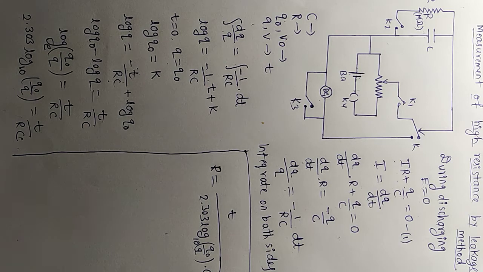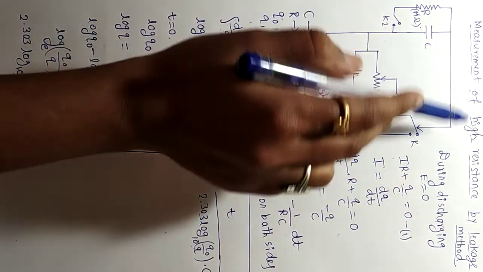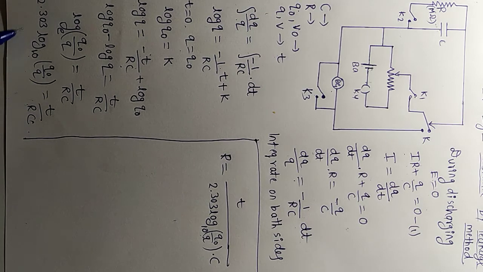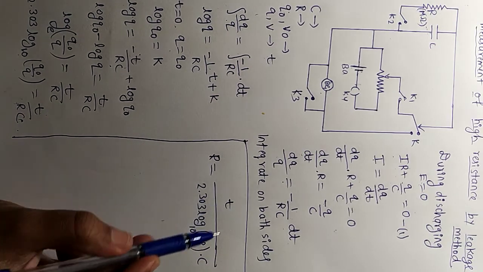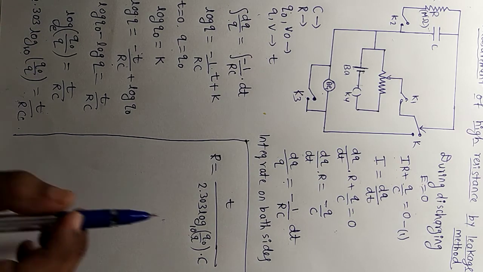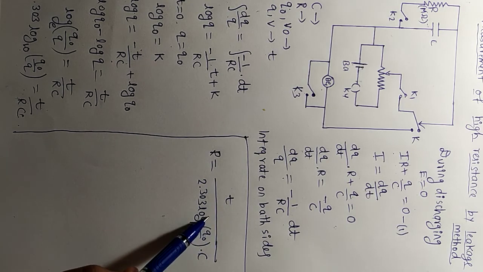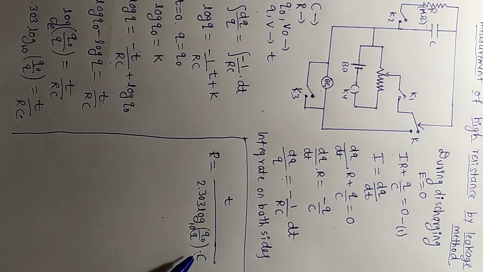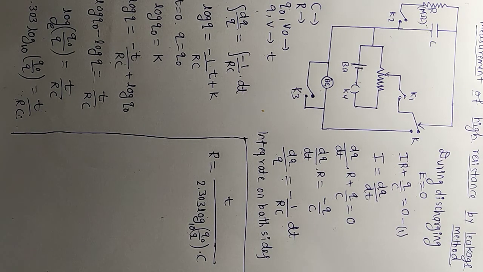And what is our main intention? Our main intention is to find the R value, that is the measurement of high resistance. So in terms of R, write this equation. R is equal to t divided by C, and all the other terms come to this side. So you get R is equal to t divided by 2.303 log to the base 10 of Q0 divided by Q, into C. So this is the first step of the measurement of high resistance by the leakage method.